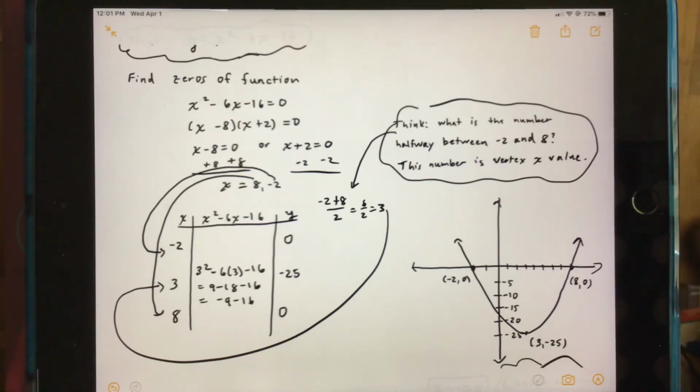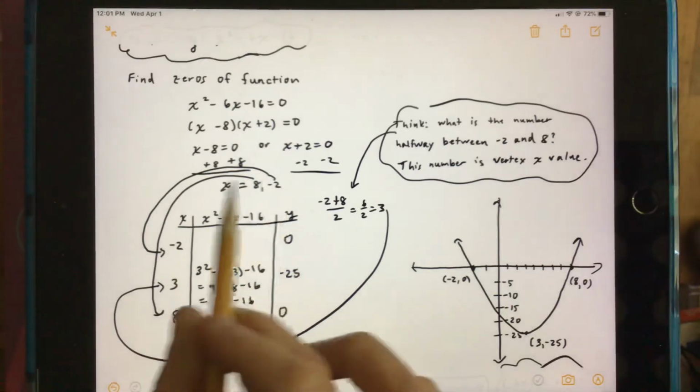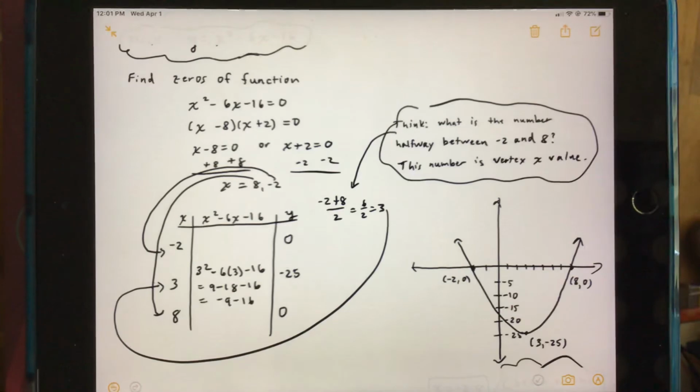I already know that when x is negative 2, y is 0. When x is 8, y is 0, because I worked that up here when I found the zeros of the function. All I have to work out is what is the value of y when x is 3. So here I'm working that out. When x is 3, y is negative 25.